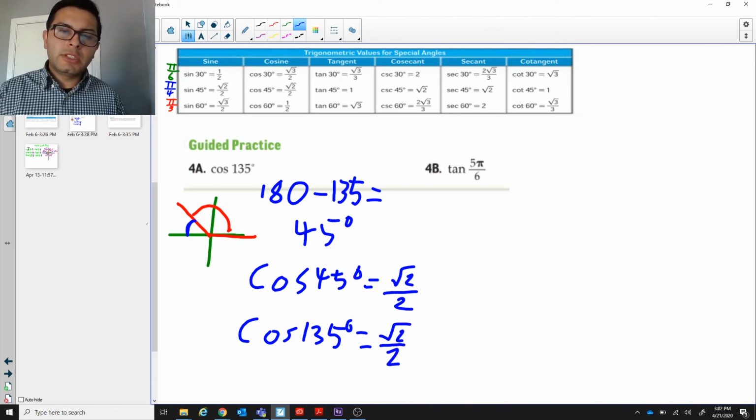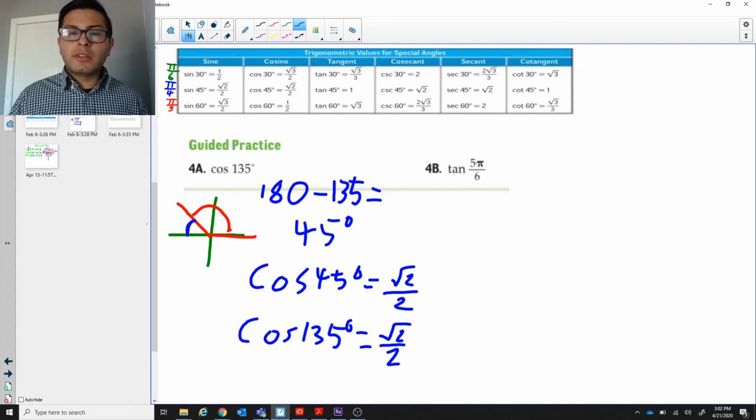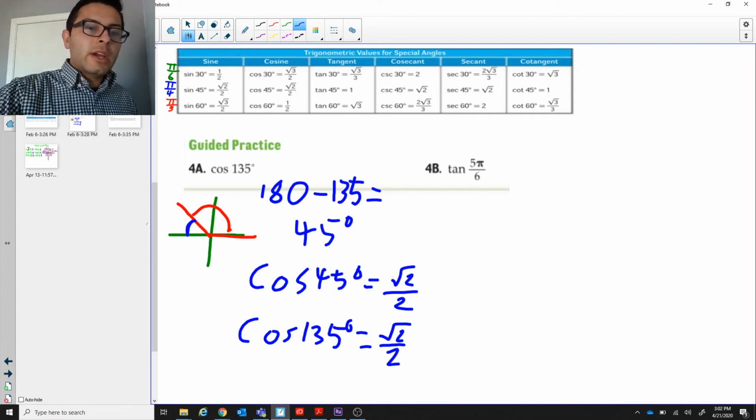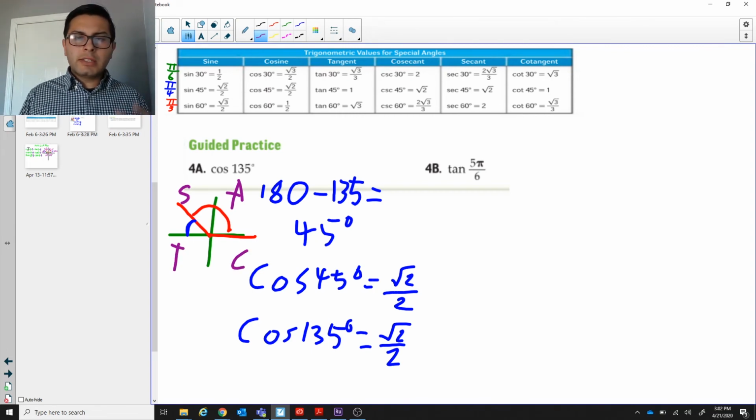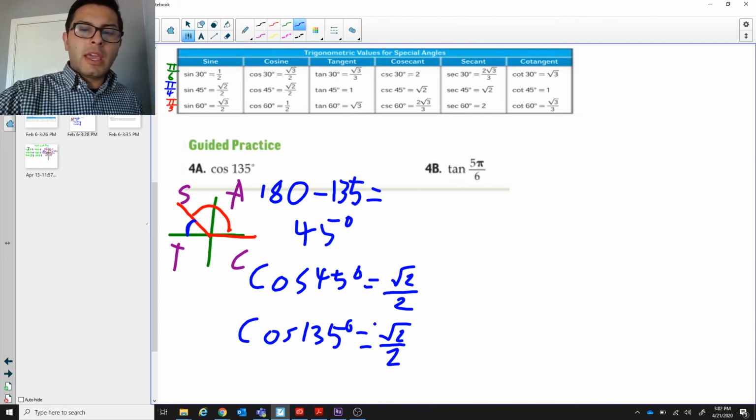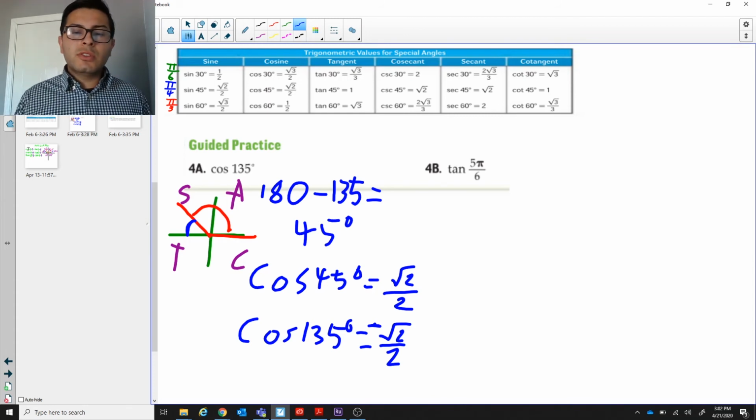And the last step is just to find out if it's positive or negative. So I'm going to write out my "All Students Take Calculus" and find that in my second quadrant, sine and cosecant are going to be positive, which means that my cosine of 135 is going to be negative. So cosine of 135 is going to be negative square root of 2 over 2.